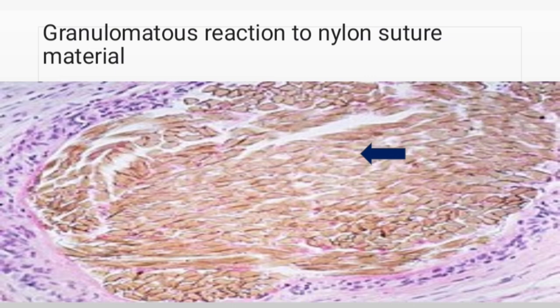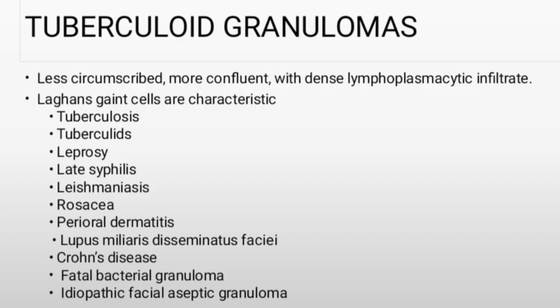Coming to tubercular granuloma, they are less circumscribed and more confluent, with a dense lymphoplasmacytic infiltrate than sarcoidal granuloma. Langhans giant cells are characteristic giant cells seen in tubercular granulomas. They are seen in a number of conditions, starting from tuberculosis, tuberculids, to idiopathic facial aseptic granuloma.